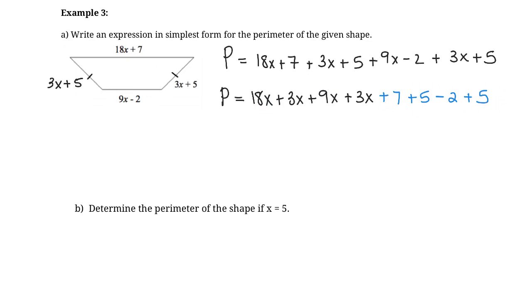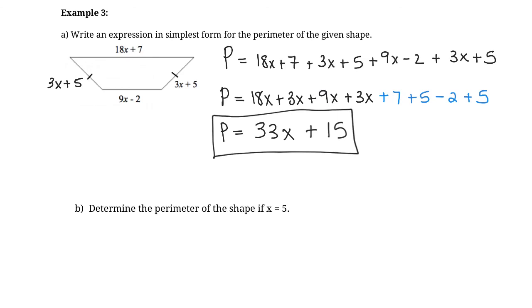So we've got 18x plus 3x plus 9x plus 3x. And if we add all of that together, that's going to give us 33x. If we put together the plain numbers, we've got 7 plus 5, take away 2, plus 5. And that will add up to 15. So I'm going to put in plus 15. So here is our simplified equation for the perimeter of this trapezoid.